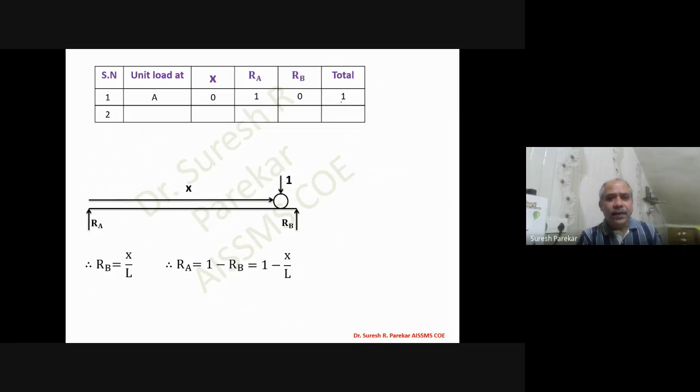Now second, we will put the unit load at L by 4 from A. If we put L by 4, then RB we will get as 1 by 4, and RA we will get as 3 by 4. In total, we are going to get 1.